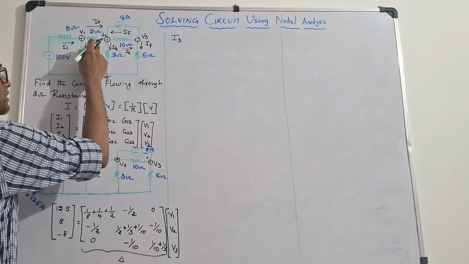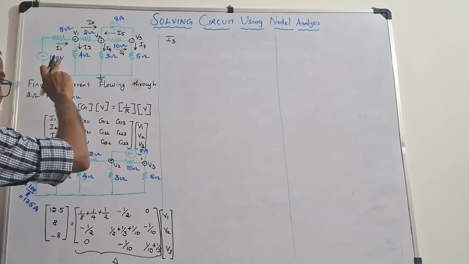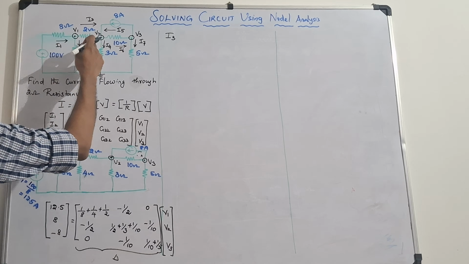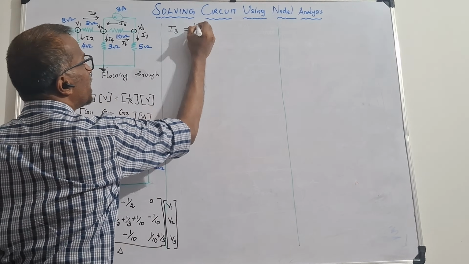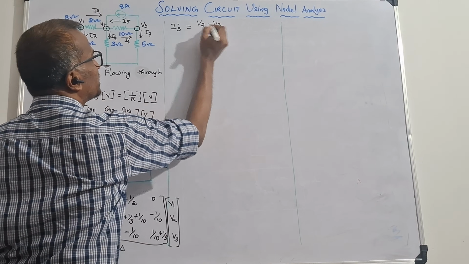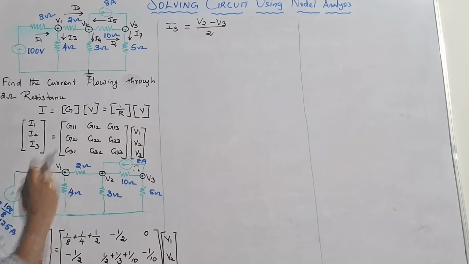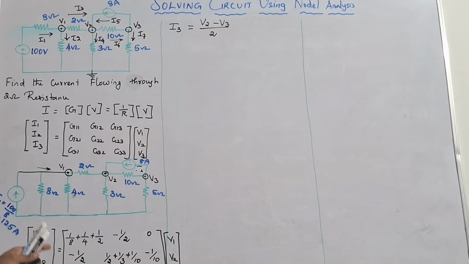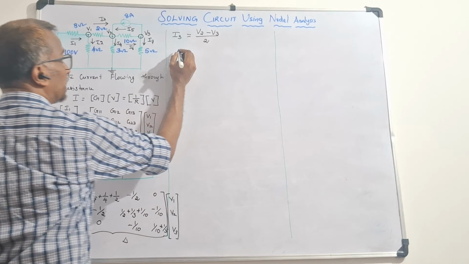So in this, I3's current direction is like this. So which one is higher potential? V1 is higher potential than V2. So therefore I3 is nothing but V2 minus V3 divided by 2 ohm, the respective resistance, V by R. So our aim is we have to find out delta. Then we have to find what is delta?